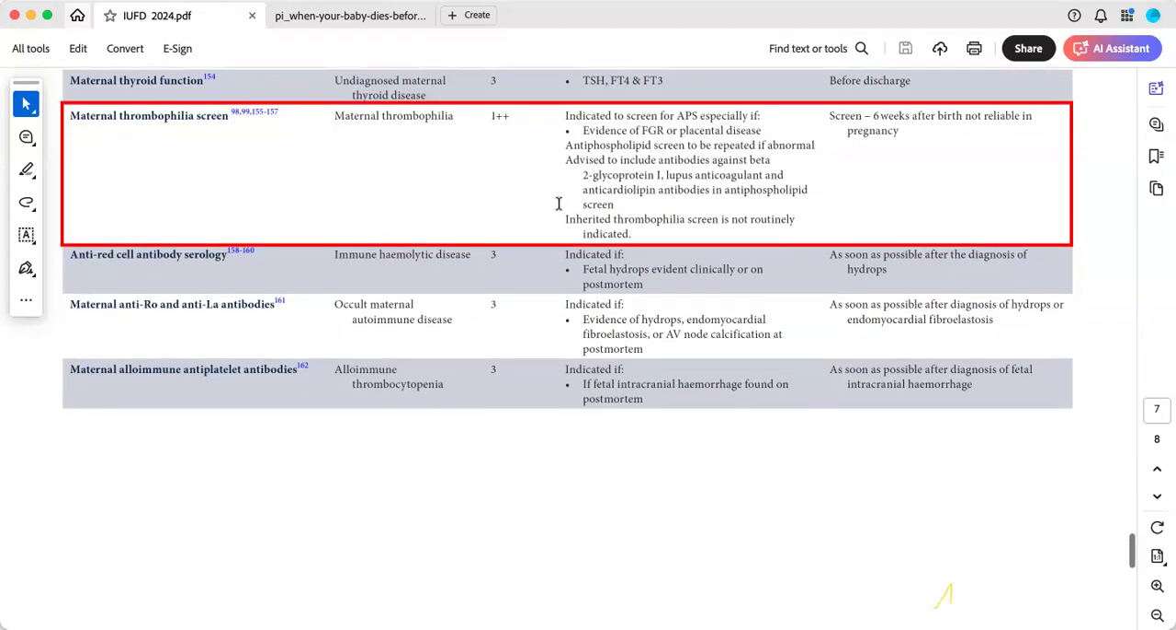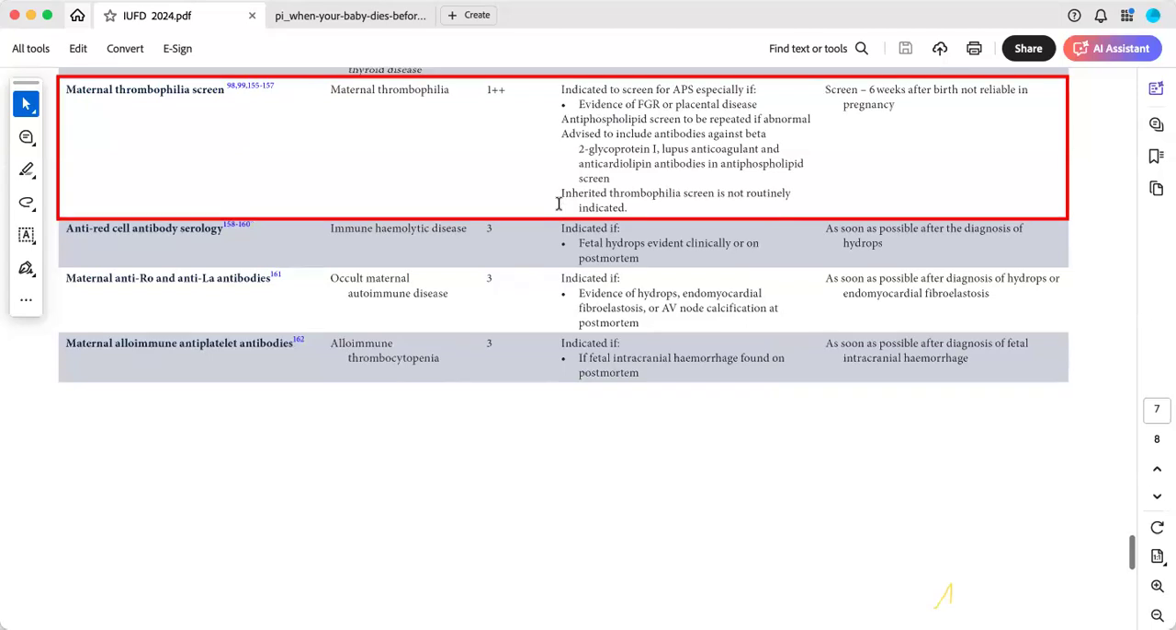Okay. How about inherited thrombophilia screening? Will you advise inherited thrombophilia screening routinely to all cases? Not routinely advised, okay? Anti-red cell antibodies serology, this will be indicated if you have fetal hydrops, okay?